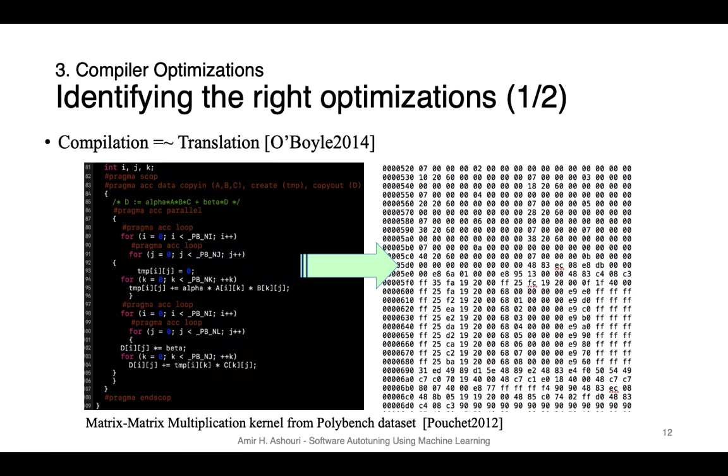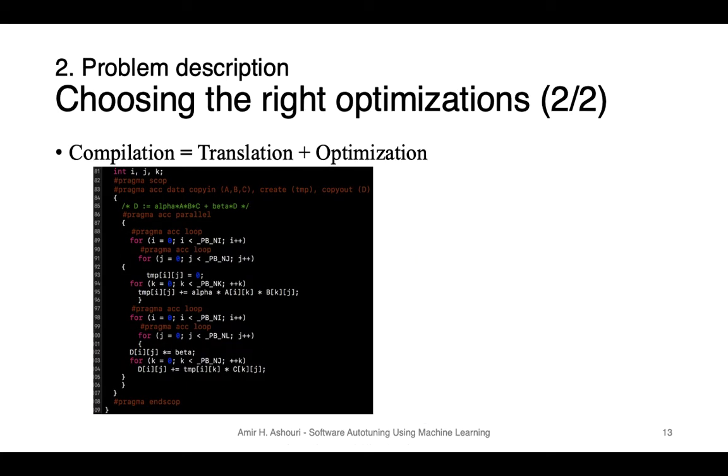So compilation was known as translation, right? However, while we compile, we can optimize as well. We should optimize as well. So the right definition is that compilation is equivalent to translation plus optimization. While we translate, we can optimize.